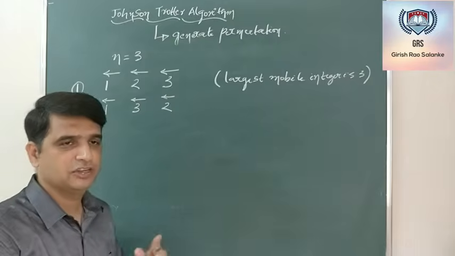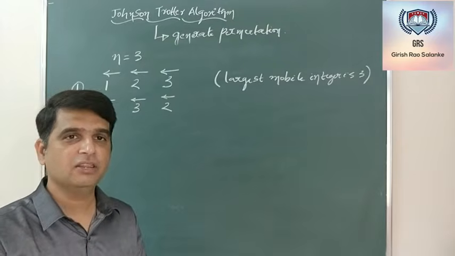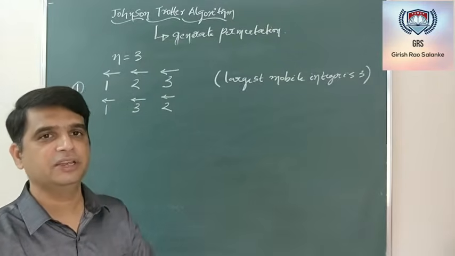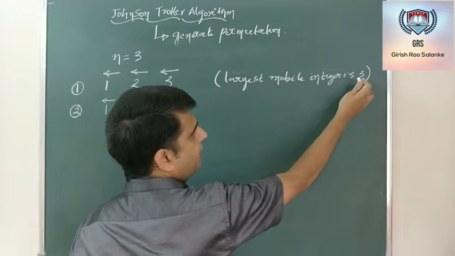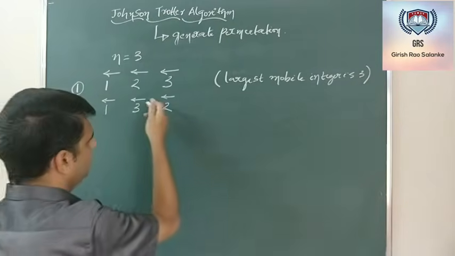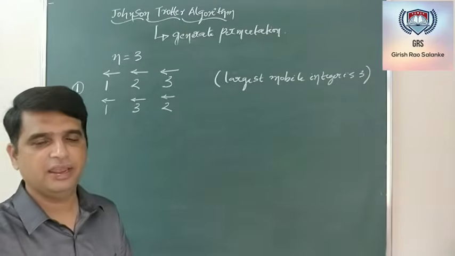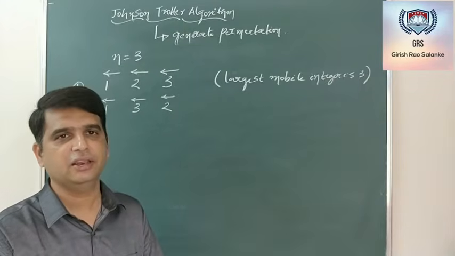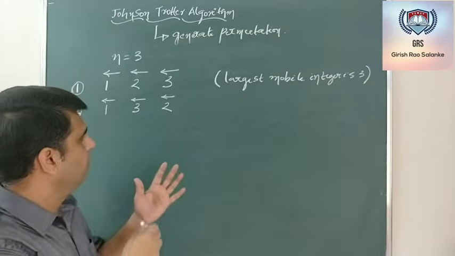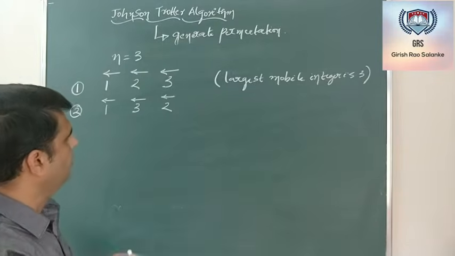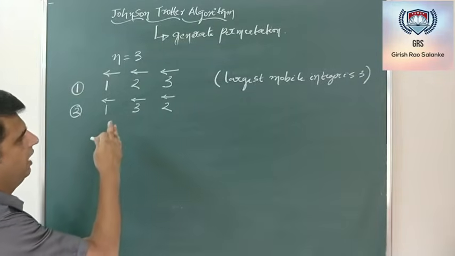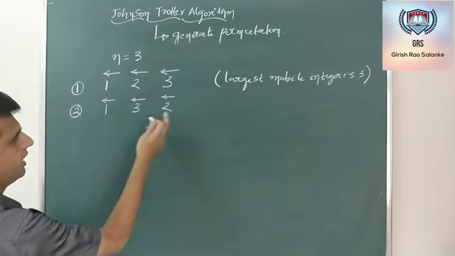Now after swapping, there was one more step: reverse the direction of all the integers which are greater than k. What is the value of k? The k value is 3 here. In this permutation, is there any other number which is greater than 3? No. So there is no chance of reversing the direction. Now this is the second permutation.